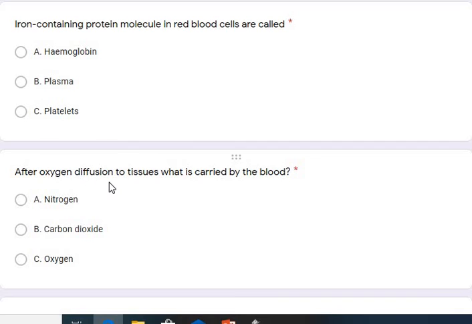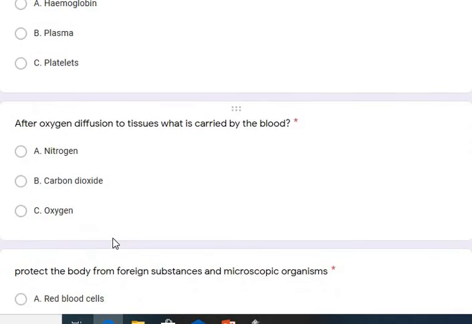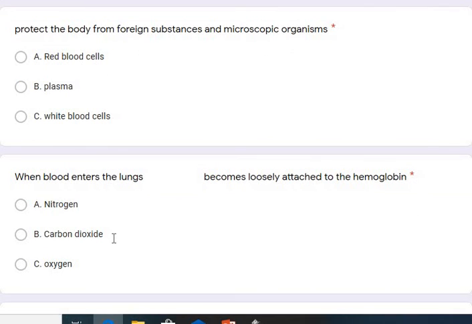After oxygen diffusion to tissues, what is carried by the blood? Carbon dioxide, which is the gas waste. Protect the body from foreign substances and from microscopic organisms. This is the function of white blood cells. When blood enters the lungs, what becomes loosely attached to the hemoglobin? Oxygen molecules.